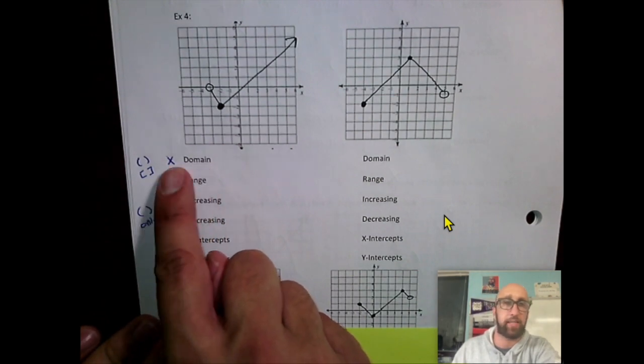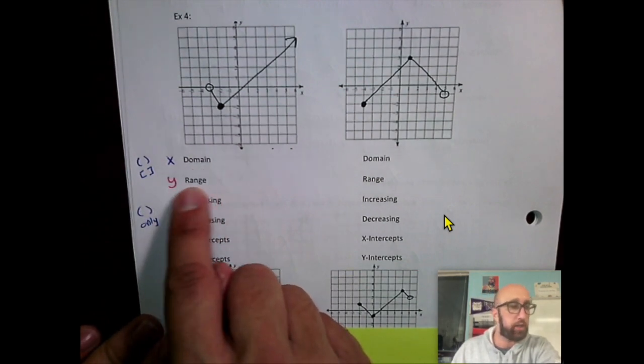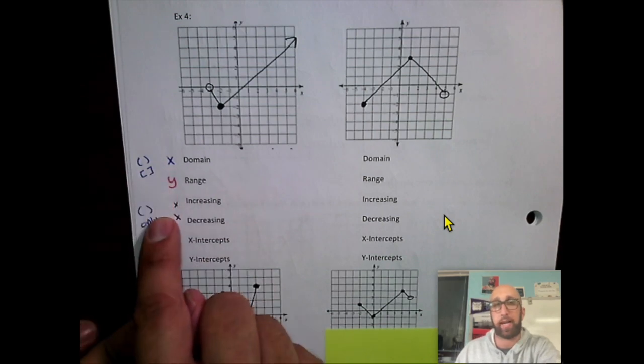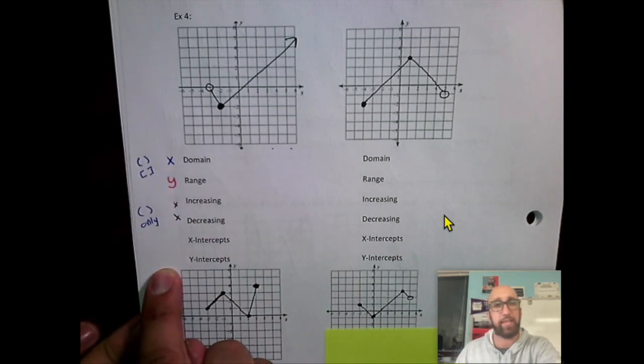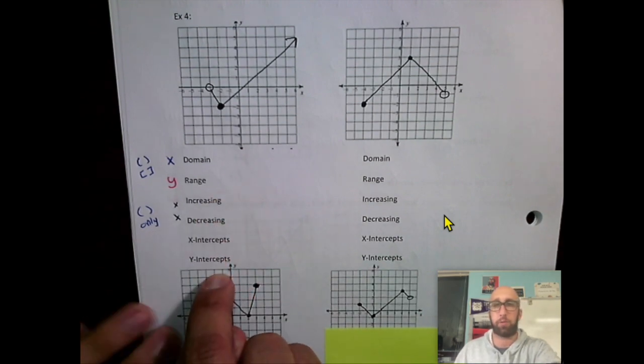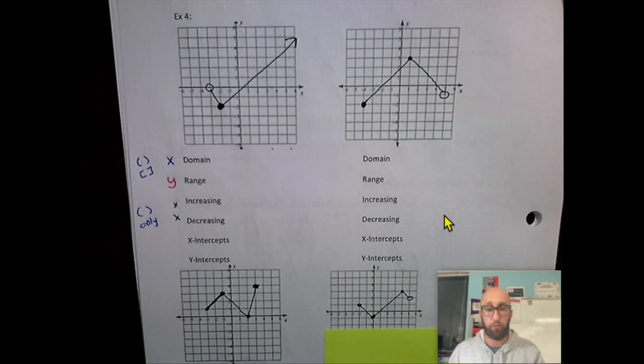So I know domain is interested in x, range is interested in y. Domain and range, we're interested in parentheses and brackets. Everything else after that is parentheses only. So increasing and decreasing, we're all about x's. x and y intercepts, we have done those before. So let's get to it.